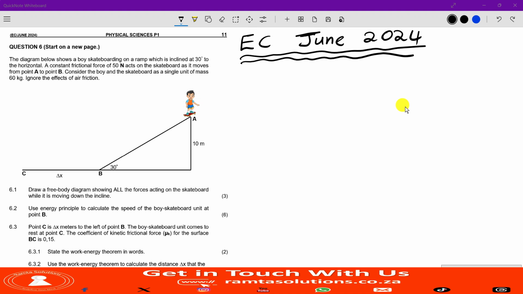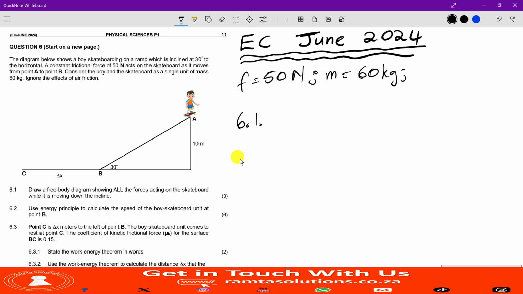The diagram below shows a boy skating on a ramp which is inclined at 30 degrees to the horizontal. A constant frictional force of 50 newtons acts on the skateboard as it moves from point A to point B. Consider the boy and the skateboard as a single unit of mass 60 kilograms. Ignore effects of air friction.